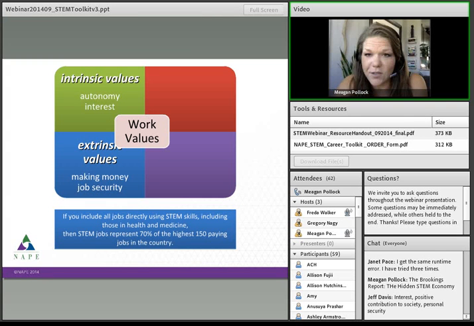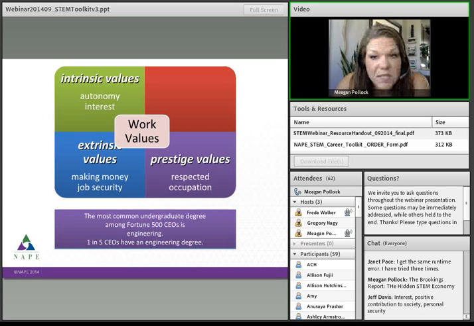Now, granted, there's certainly some cycles of change that we all see, but when you look at the opportunities available to people with these kinds of education, there are certainly jobs available and many more coming in the future. So a fast fact on that is if you look at and include all of the jobs directly using STEM skills, including those in health and medicine, STEM jobs represent 70% of the highest 150 paying jobs in the country. That's a really large percentage of STEM jobs representing the money in this country.